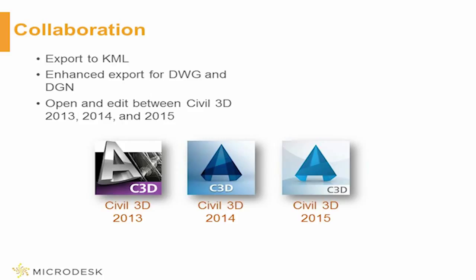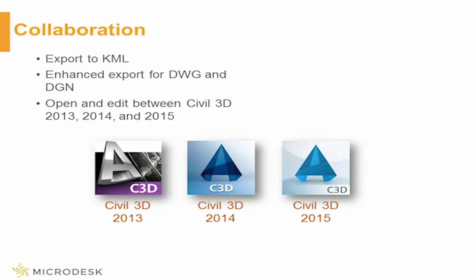Also, collaboration has been enhanced within Civil 3D. So we can now export our Civil 3D model objects to a .kml format. What this means is we can export our model geometry in a format that can be displayed in Google Earth. So that's a very good feature. We can also export DWG and DGN enhancements have been made. The export operation can now be performed on one or a folder full of files, so you can do more than one file at a time. Finally, there is consistency between Civil 3D 2013, 2014, and 2015 model formats.